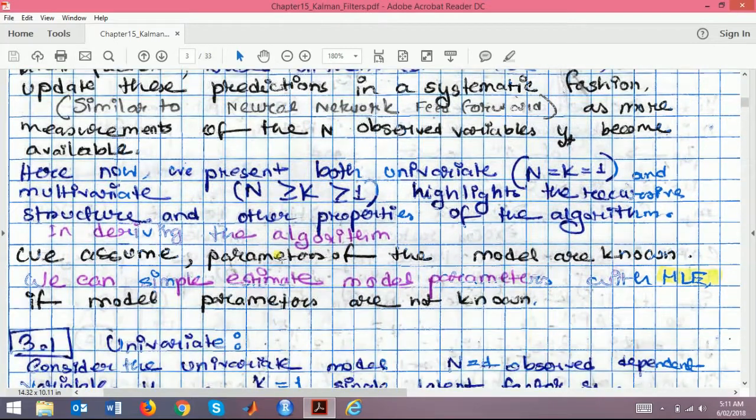Here now we present both univariate and multivariate algorithms. Univariate is n equals k equals 1, and multivariate is both in terms of n and k greater than 1. This highlights the recursive structure and other properties of the algorithm. In deriving the algorithm, we assume the parameters of the model are known. Generally, what happens is we take initial parameters in the model with predictions going forward. Generally the earlier initialized parameters are either removed, or it is best to start your process using parameters that are estimated with maximum likelihood estimation if you don't know the parameters. So it is best to start by estimating the model parameters with MLE and then moving forward from there.